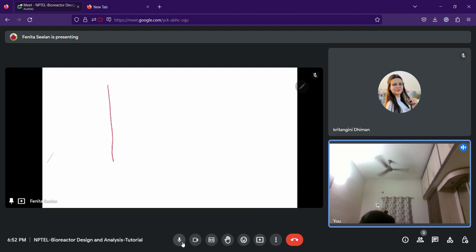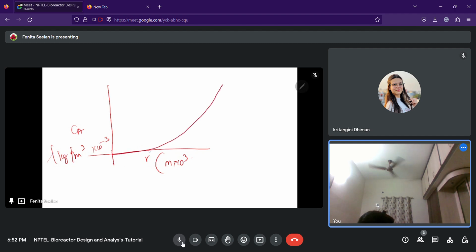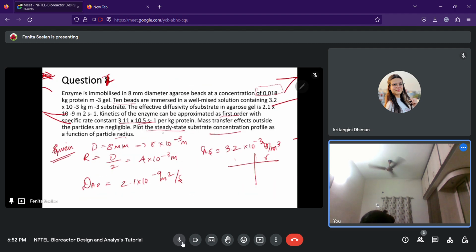So if we do that, concentration versus your radius, this would be in kg per meter cube, and the graph will go like this. So this is the profile of your steady state substrate concentration as a function of particle radius.